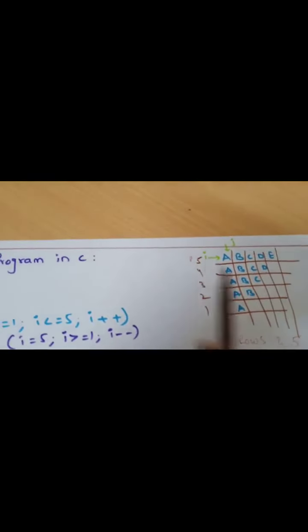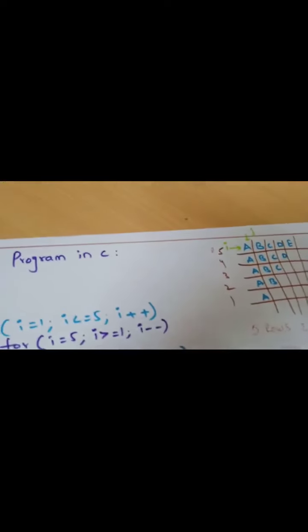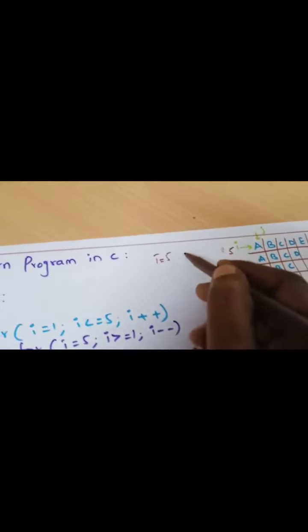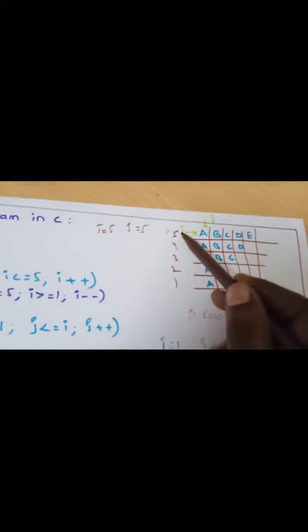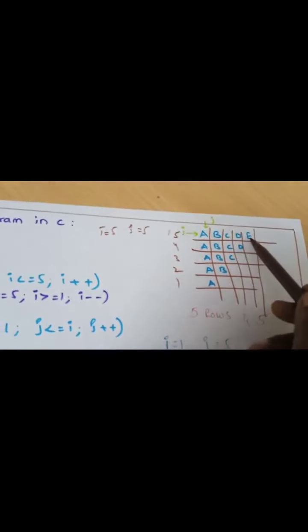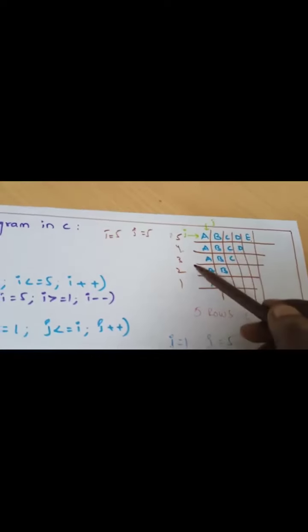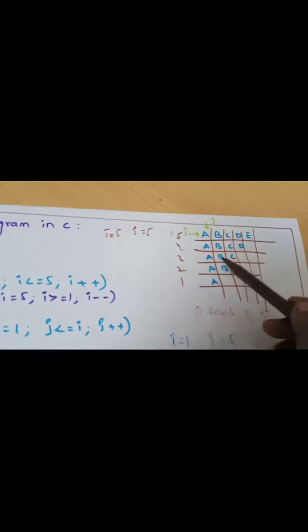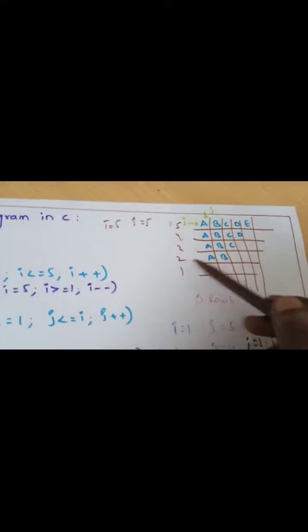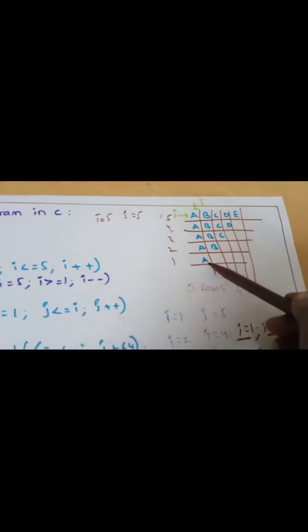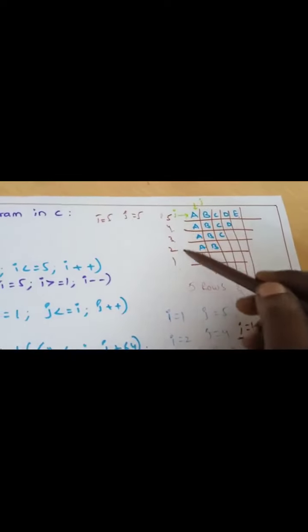I is equal to 5. Then what does j become? I is 5, so j is 5. Look at this: my row number is 5, my j value should be 5. My row number is 4, my j value should be 4. My row number is 3, j value should be 3. My row number is 2, j value should be 2. My row number is 1 and the j is 1. Okay, this is my logic.